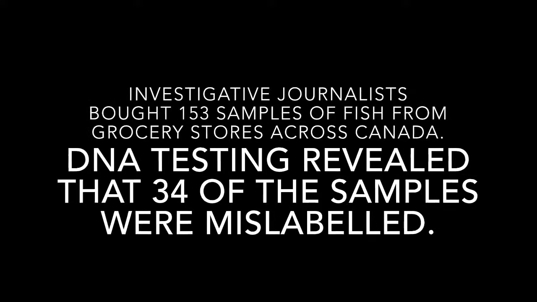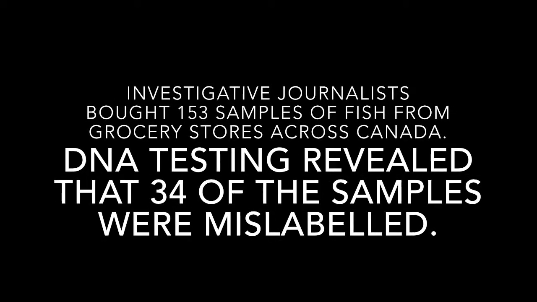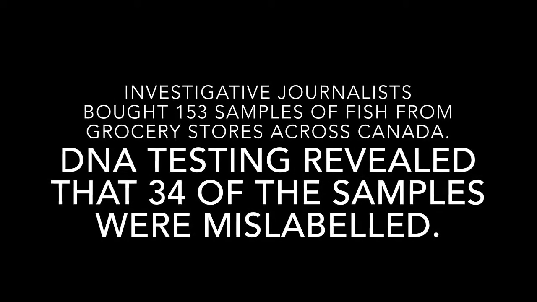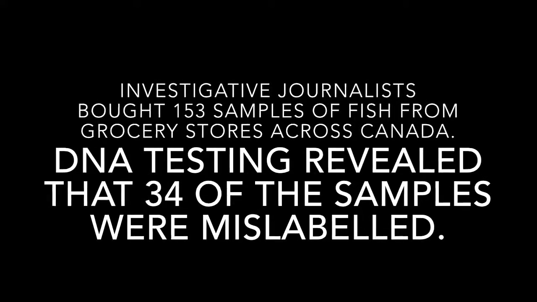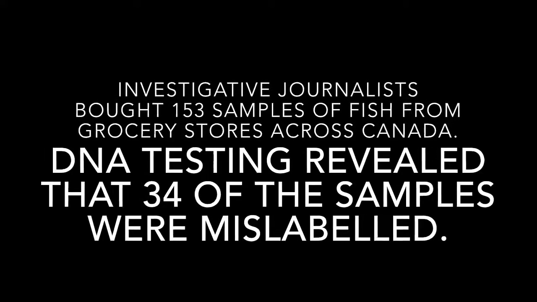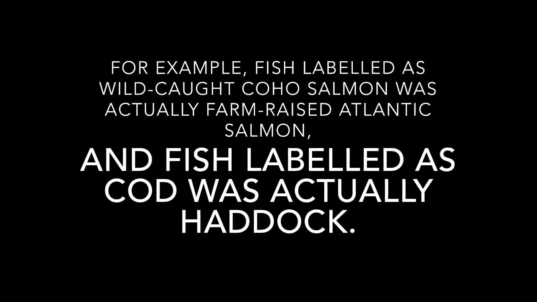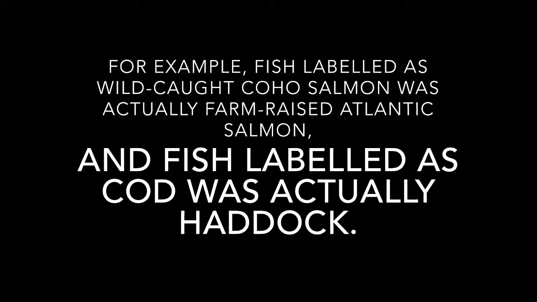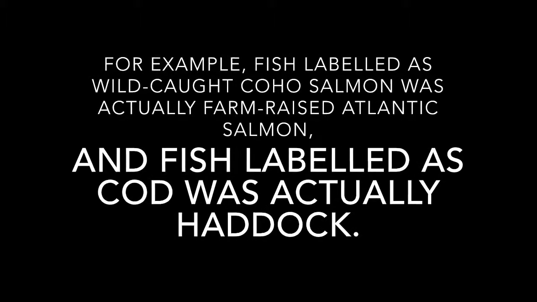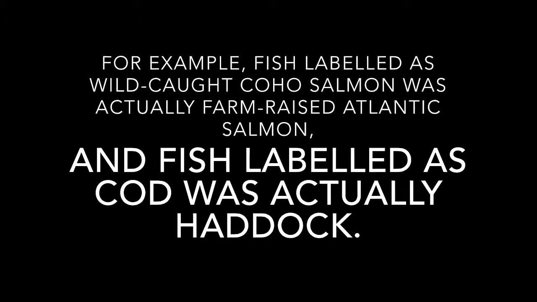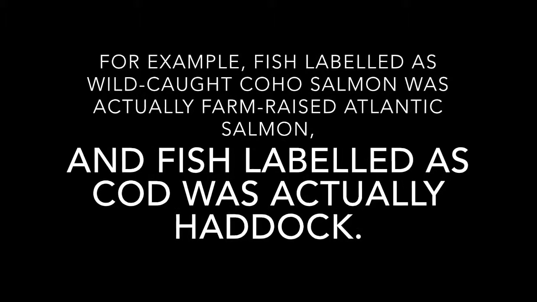Investigative journalists bought 153 samples of fish from grocery stores across Canada. DNA testing revealed that 34 of these 153 samples were mislabeled. For example, fish labeled as wild-caught coho salmon was actually farm-raised Atlantic salmon, and fish labeled as cod was actually haddock.